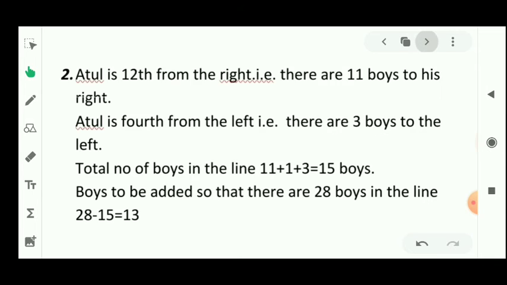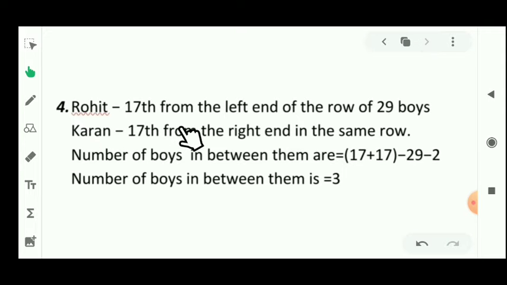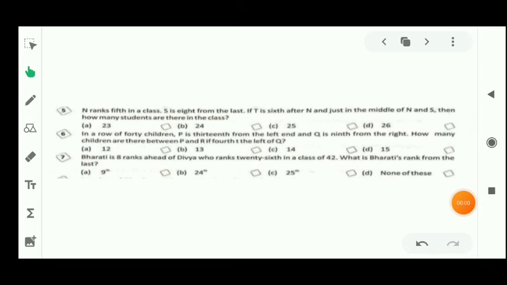The solution of the given question is, Rohit is 17th from the left end of the row of 29 boys, and Karan is 17th from the right end of the same row. So the total is 17 plus 17, that is 34. 34 minus 29 minus 2, that means minus 31. 34 minus 31, its value will be 3. So the number of boys in between them is 3.